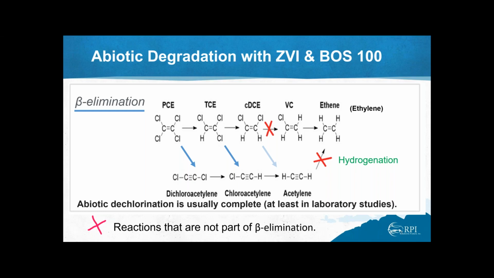Dechlorination of highly chlorinated ethenes will allow some intermediates. In the lab, you won't see them. In the field, you will. You'll see DCE, primarily cis-DCE. The TDCE actually reacts a little faster through hydrogenation, so you don't see much of that.